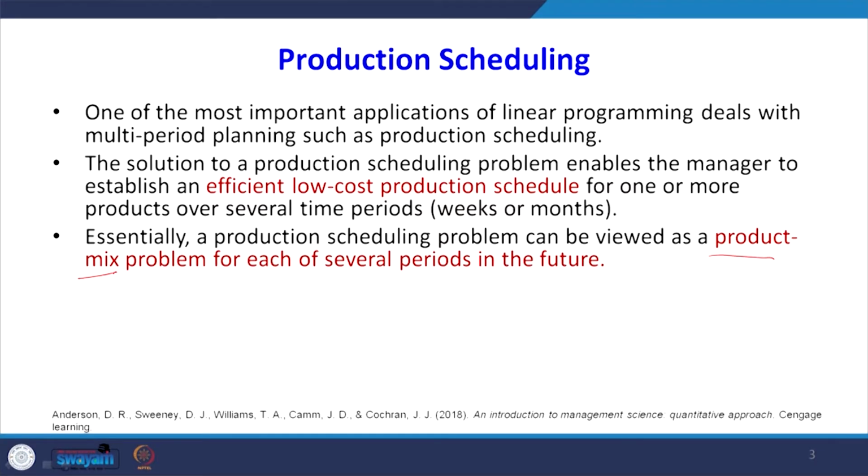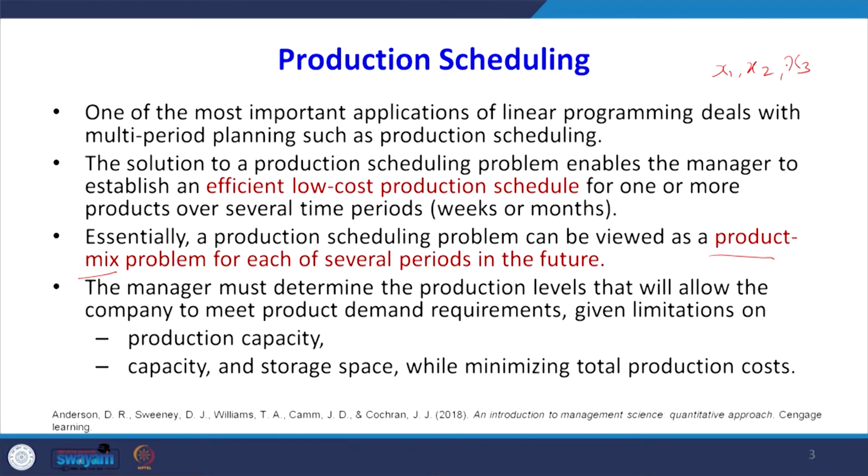What is a product mix problem? There are different products, say X1, X2, X3. How many units of each product, X1, X2, X3, have to be manufactured? This scheduling is also similar to that problem. The manager must determine the production levels that will allow the company to meet product demand requirements, given the limitations on production capacity, capacity of the plant, and storage space, while minimizing the total production cost.